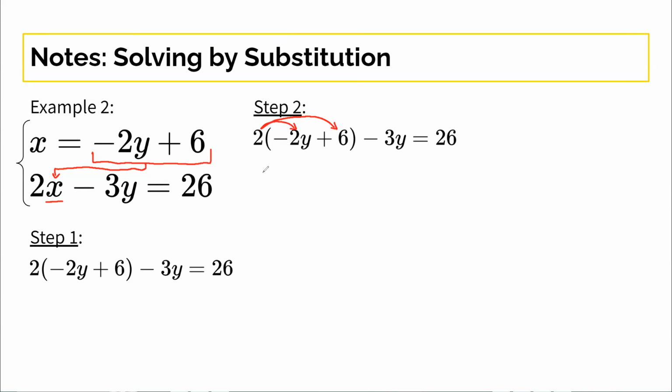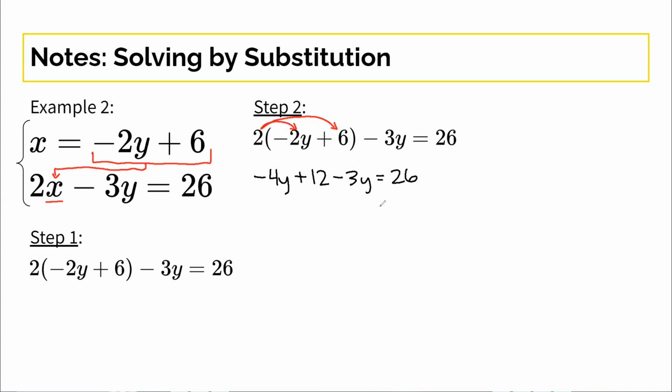2 times -2y is going to give us -4y. And 2 times +6 is +12. And then I just copy down the rest of that equation, -3y equals 26.